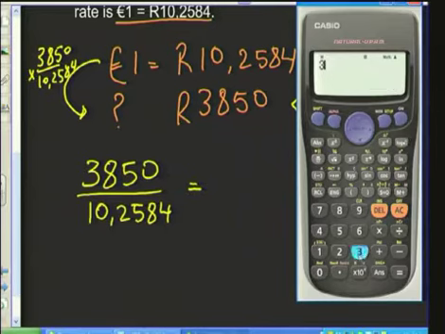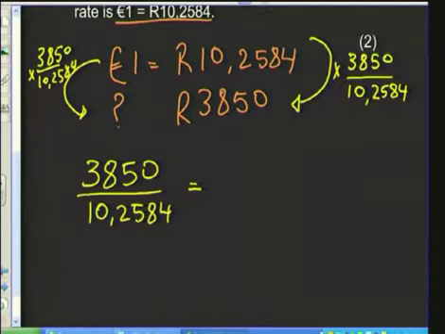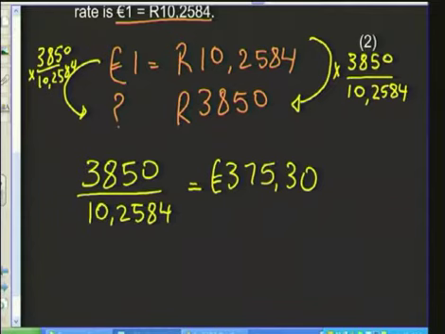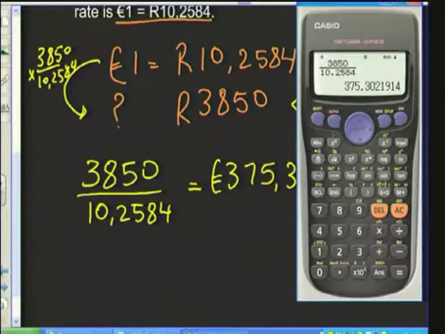Let's do my calculator, 3850. Use your fraction button if you'd like, or divide, 2584. And we get an answer 375,30. Money must have 2 decimal places, must have a unit. So we've got our unit, we've got our 2 decimal places, we've rounded correctly if you check our calculator again. So it was 302, we've rounded down.